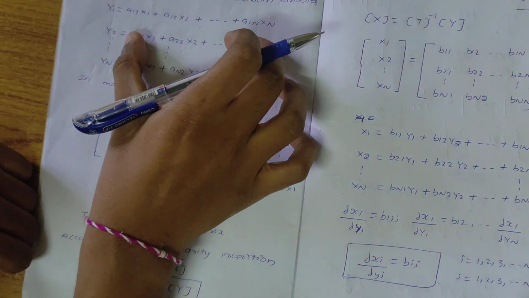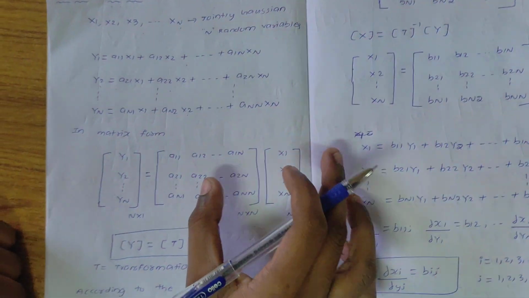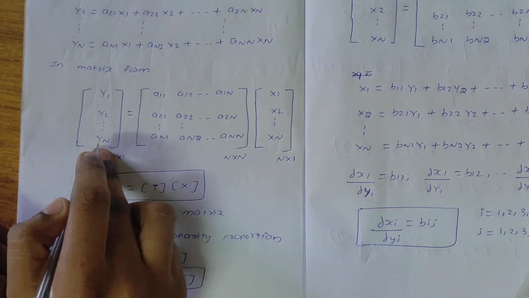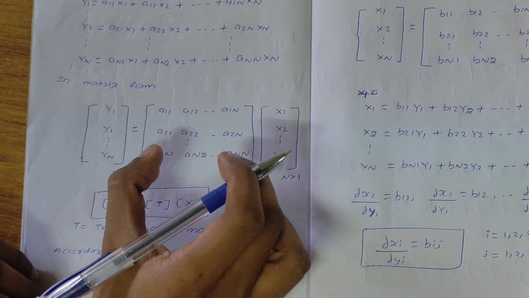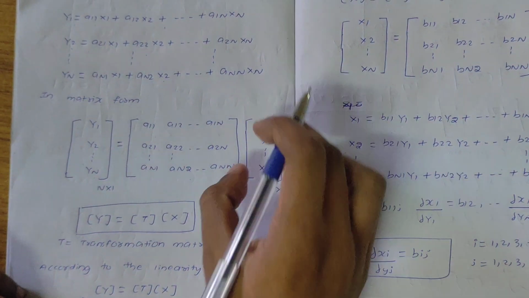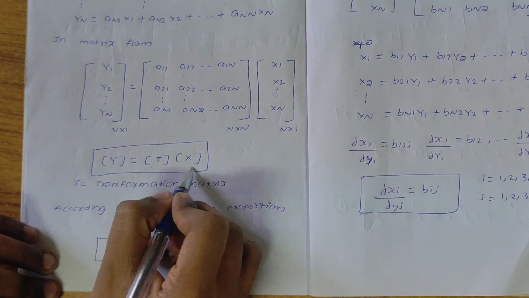Now if we describe these linear equations in matrix form, we get this. These are the output equations. This is the constant, and these constants are described in a matrix. This is called the transformation matrix. This is the input equation. Now y is equal to Tx.